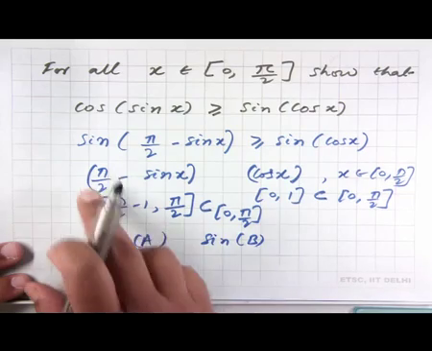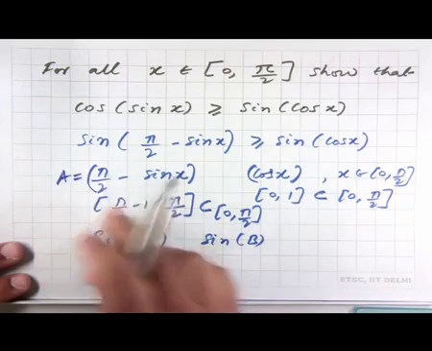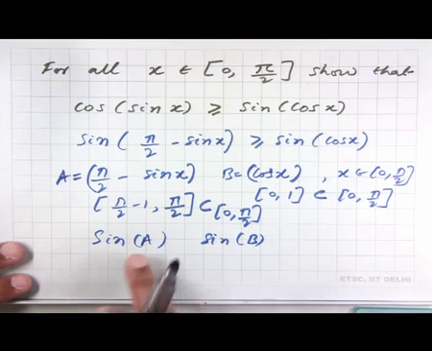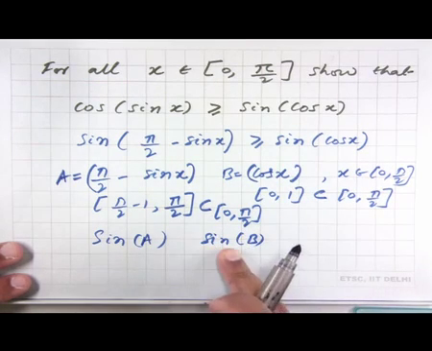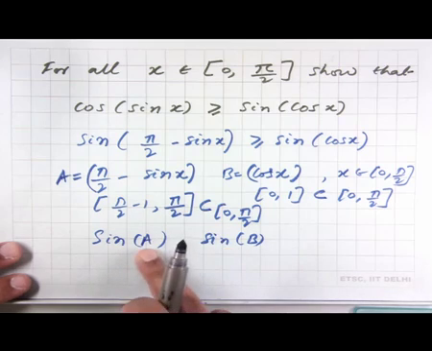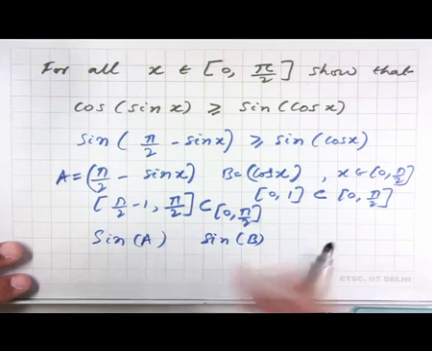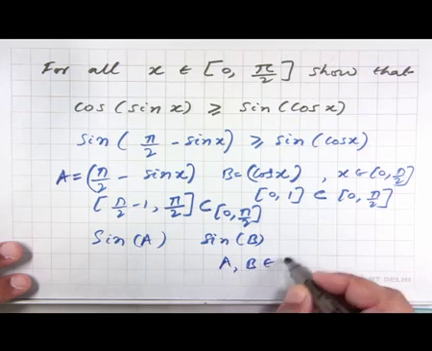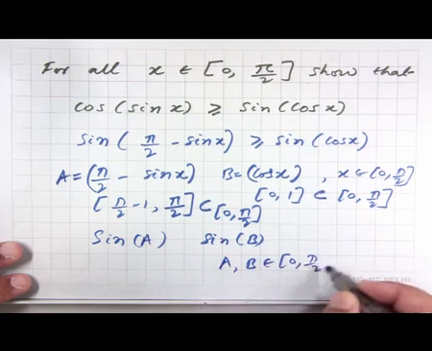So, a is equal to, let us say, pi by 2 minus sine x, and b is cos x, and we are asked to show that sine a is greater than or equal to sine b, and we know that both a and b will belong to the interval 0 to pi by 2.